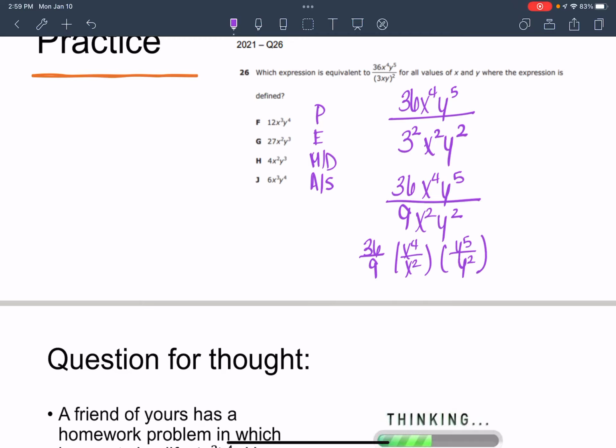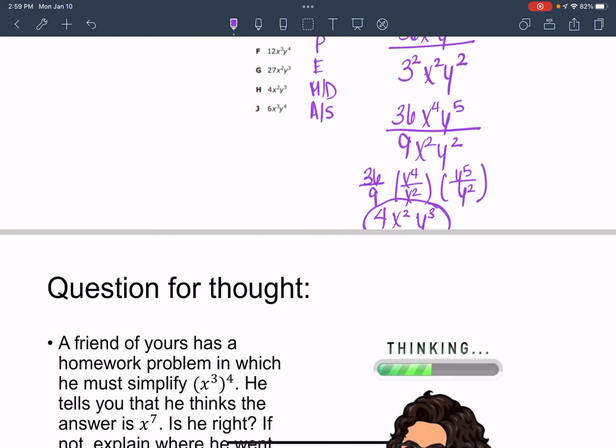So 36 over 9, that's going to simplify. 36 divided by 9 is 4. X to the fourth over x squared, I'm going to subtract the exponents, and that's x squared. Y to the fifth over y squared, I subtract the exponents because I'm dividing, and that's y cubed. So that's how I get my answer, 4x squared y cubed.